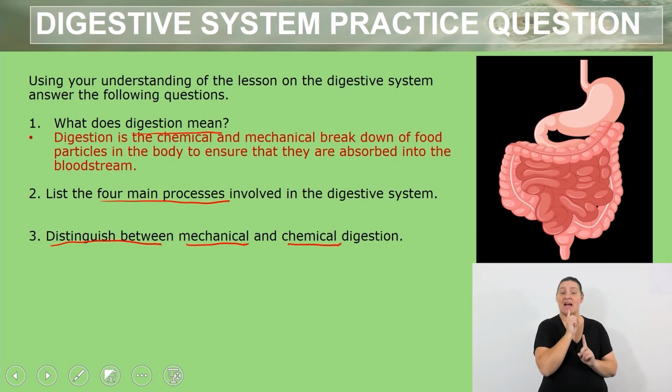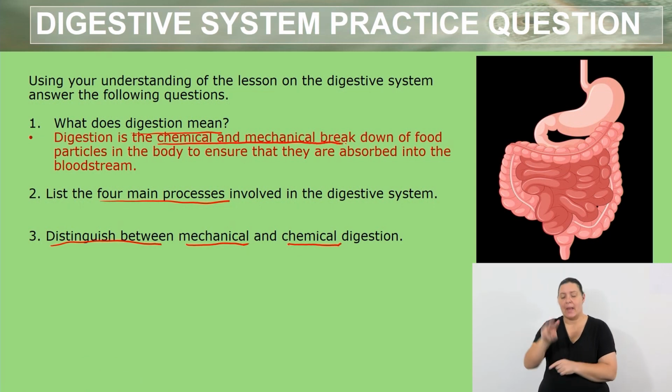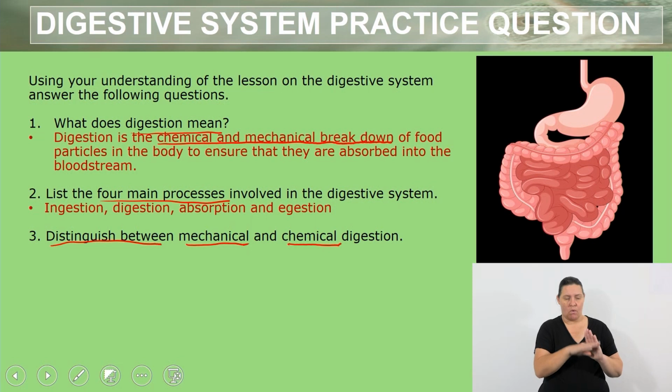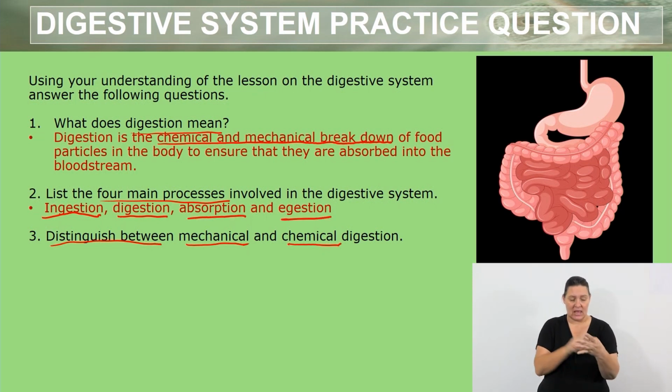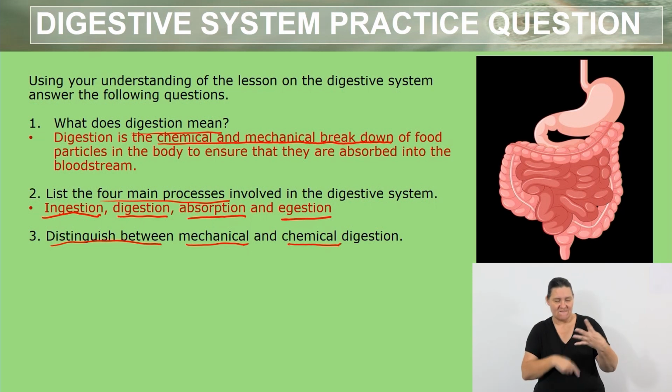So the first answer is that digestion is the chemical and mechanical breakdown of food particles in the body to ensure that they are absorbed into the bloodstream. That is digestion. So it is important to highlight that there's a chemical and a mechanical part. And then the second question says, list 4 processes that are involved in the digestive system, and that is ingestion, digestion, absorption, and egestion. So those are the 4 processes that are involved.